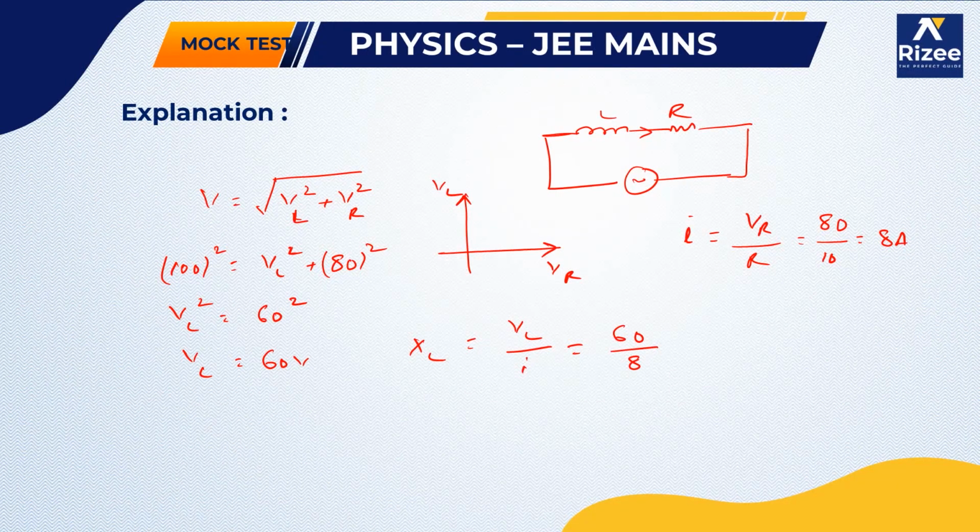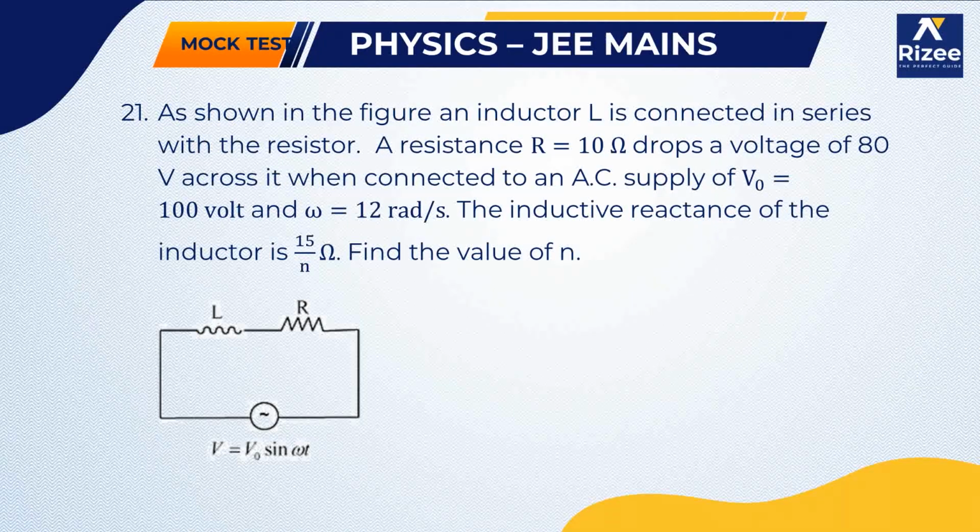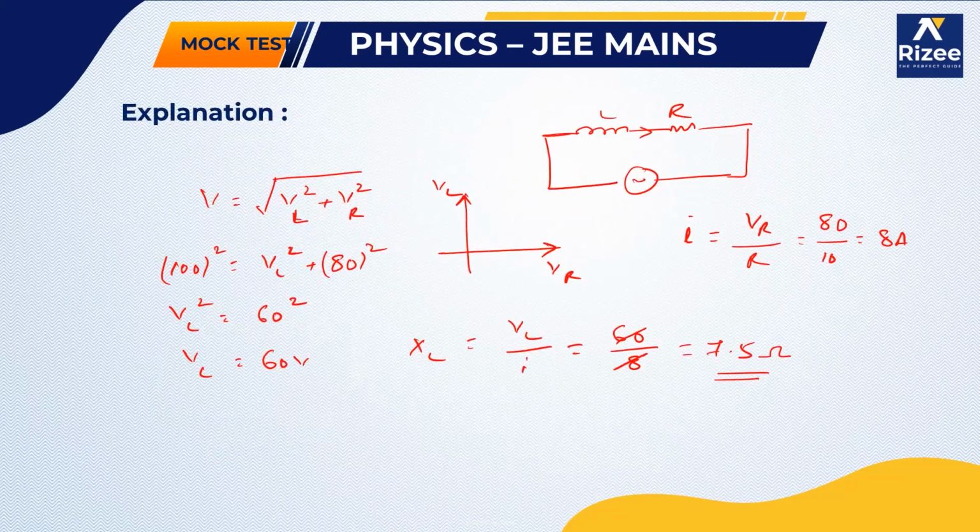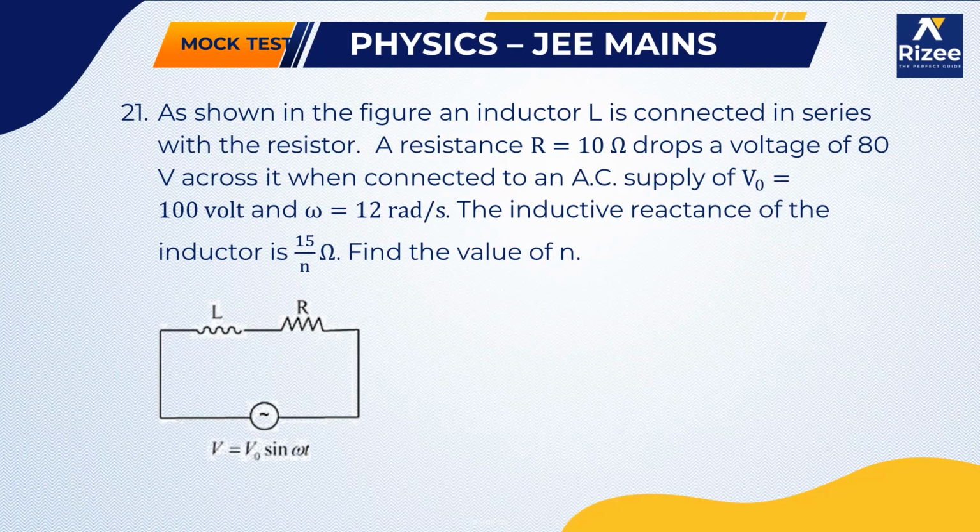60 by 8, this can be solved. So how much should it be, sir? 7.5 ohms. So now we have got the inductive reactance. 7.5 can be written as 15 by n, as he has asked. So 7.5 can be written as 15 by 2. So your n value will be 2. Okay, sorry, this is an integer type question, so the n value is going to be 2. Fine.